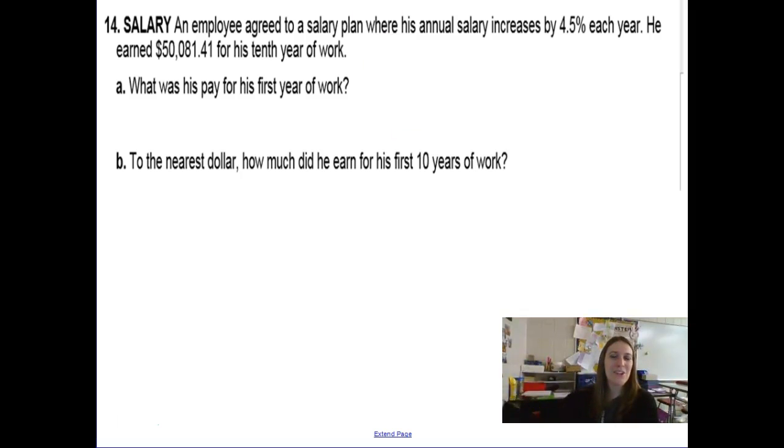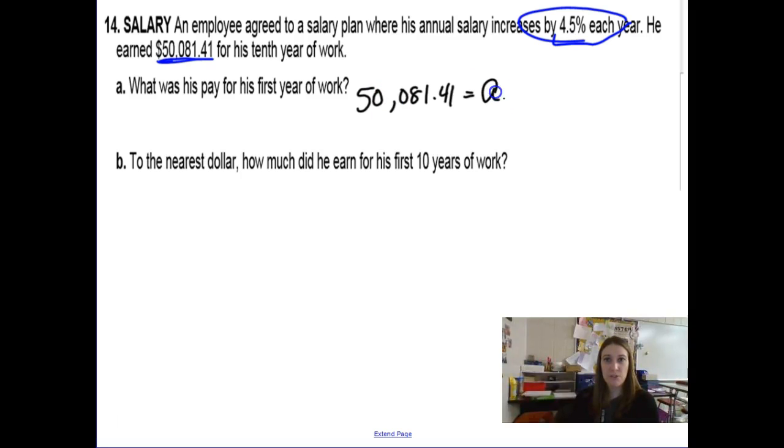Salary. An employee agreed to a salary plan where his annual salary increase was 4.5% each year. And then that's his 10th year. So what's his pay for his first year of work? Well, this is one of those backwards questions where they give you the answer to the 10th term. I don't know the first term, but using our formula here, growing 4.5% would be 1.045 added to 1. Now this is the question. So after his 10th year of work, you have to figure out what is appropriate for the exponent.